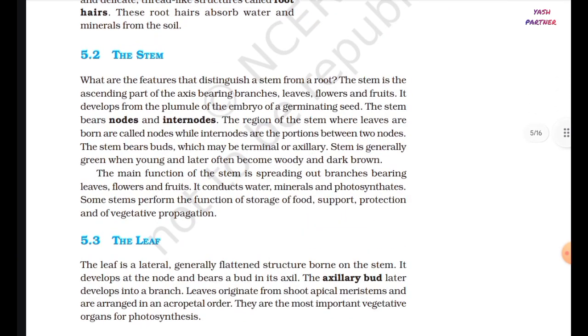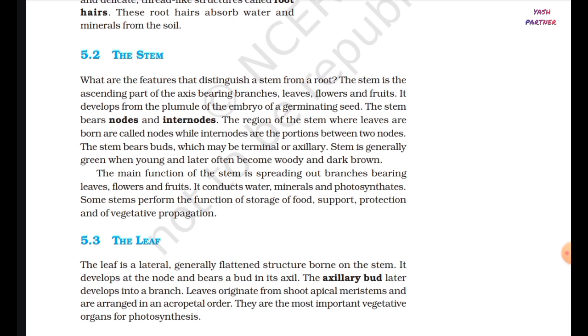5.2 The stem. What are the features that distinguish a stem from a root? The stem is the ascending part of the axis bearing branches, leaves, flowers and fruits. It develops from the plumule of the embryo of a germinating seed. The stem bears nodes and internodes. The region of the stem where leaves are borne are called nodes, while internodes are the portions between two nodes. The stem bears buds, which may be terminal or axillary.